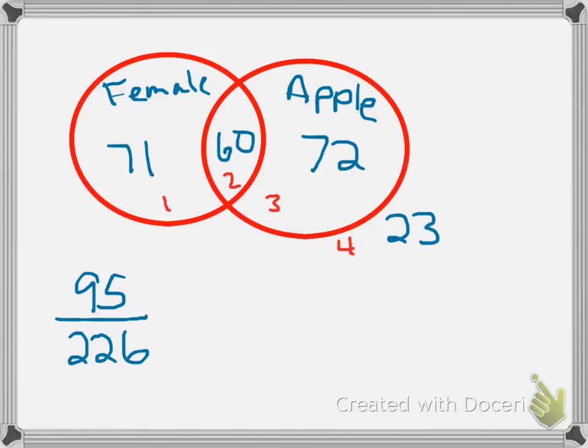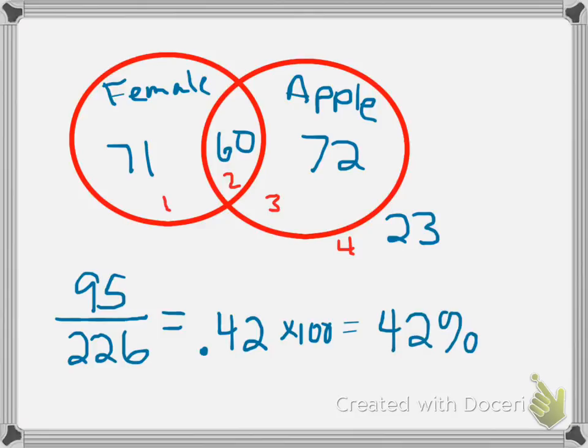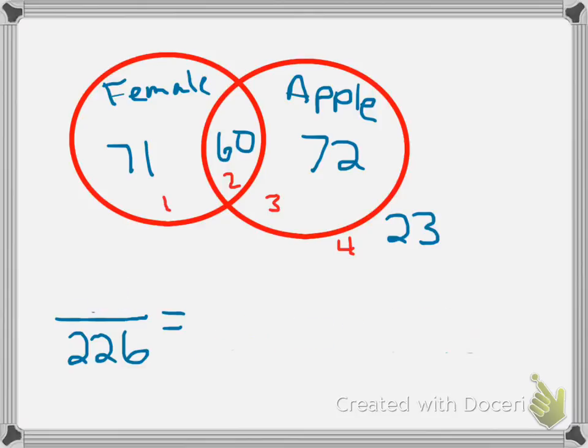95 over 226. Now we can leave the answer like that, or we could do some division, and we would find out that that would round off to about 0.42. If we needed our answer as a percent, we could multiply by 100, and we can move the decimal place a couple of places over. So multiplying by 100, that gives us 42% would be the percent of participants that are male in our study.